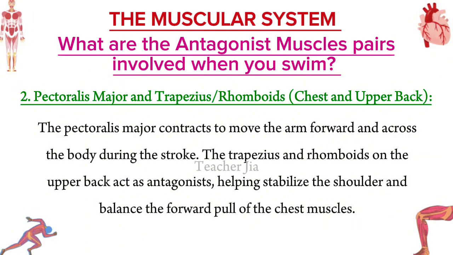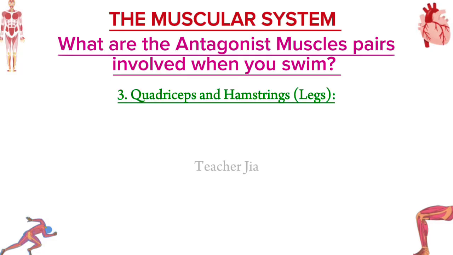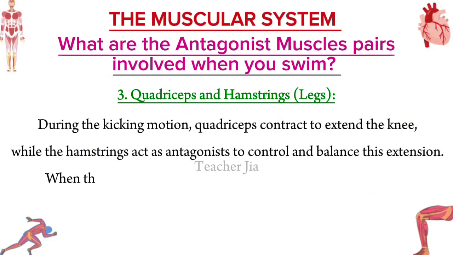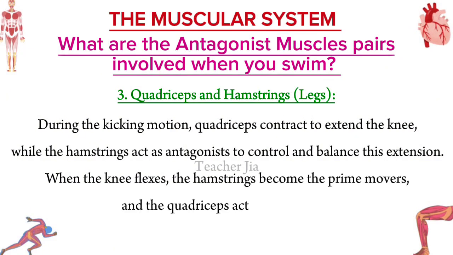Quadriceps and hamstrings on the legs. During the kicking motion, the quadriceps contract to extend the knee, while the hamstrings act as antagonists to control and balance this extension. When the knee flexes, the hamstrings become the prime movers and the quadriceps act as antagonists. If you do not understand about this, check the previous video that I did. Link is in the description to understand more about agonist and antagonist.